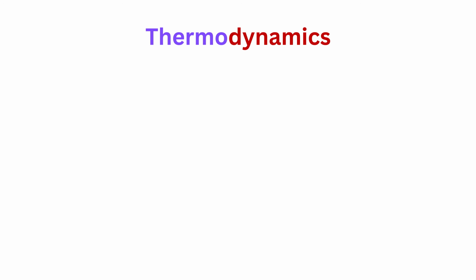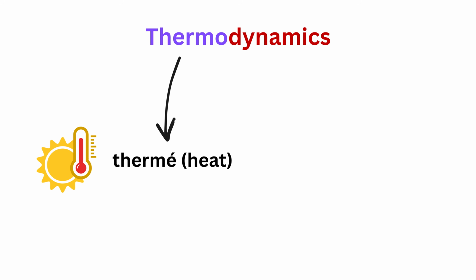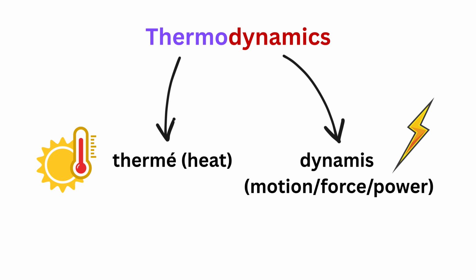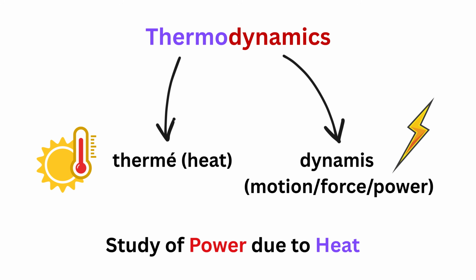The word thermodynamics has its origin in two Greek words. The word thermi means heat, and the word dynamis means motion or force or power. So, if we combine both, thermodynamics literally means the study of motion or power or force due to heat. But in science, thermodynamics is much more than just heat.